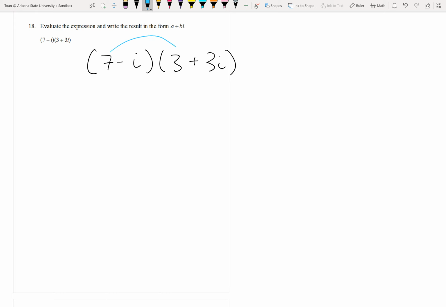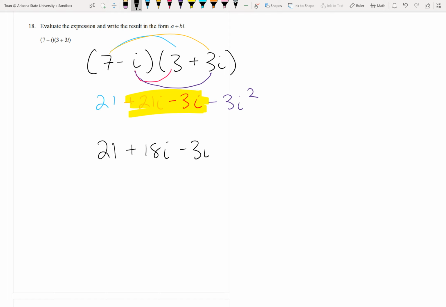So we have what? That is 7 times 3 is 21. 7 times a plus 3i is a positive 21i. Then we have a negative i times 3 is a minus 3i. And then we have a minus i times a 3i is a minus 3i squared. Combine like terms, and you really only have one pair of like terms, which are these i's here. So you get 21 plus, what's that, 18i minus 3i squared.